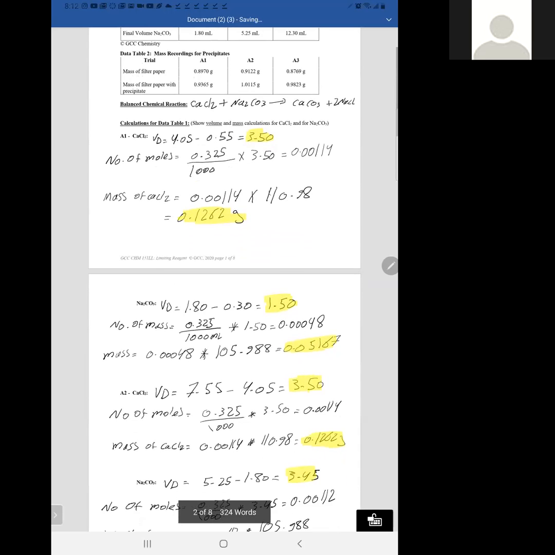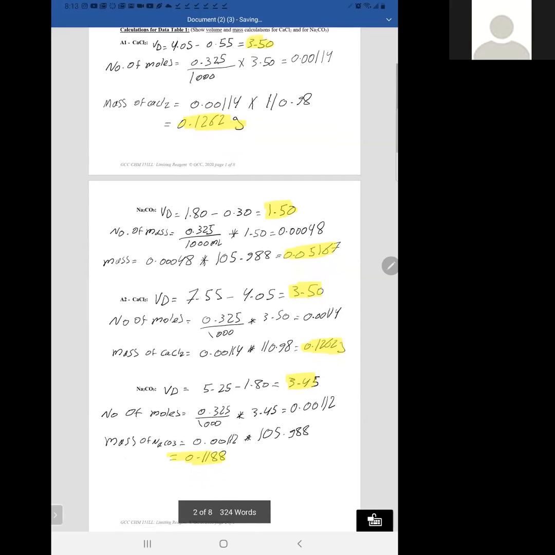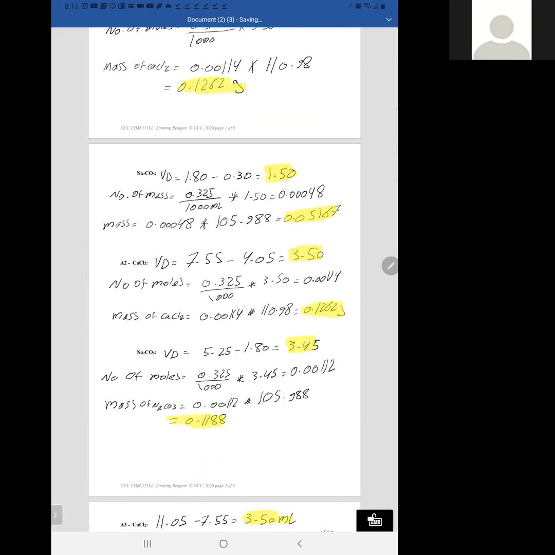And then when we move down to Na2CO3, we end up getting 1.50 milliliters for our volume. And then when we plug that in, we end up getting 0.0098 or 48 moles. And then once we multiply that by the molar mass, we are left with 0.05167 grams of Na2CO3. And then down to A2, we get the same volume as A1.